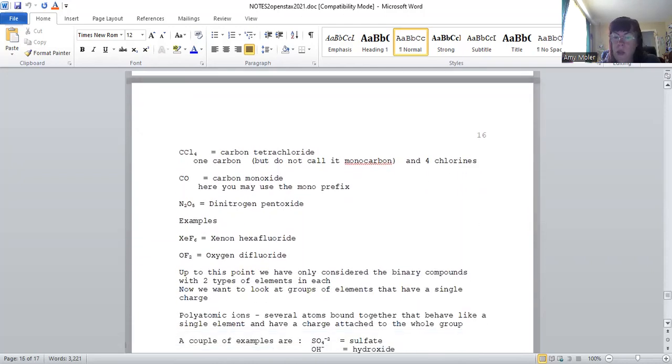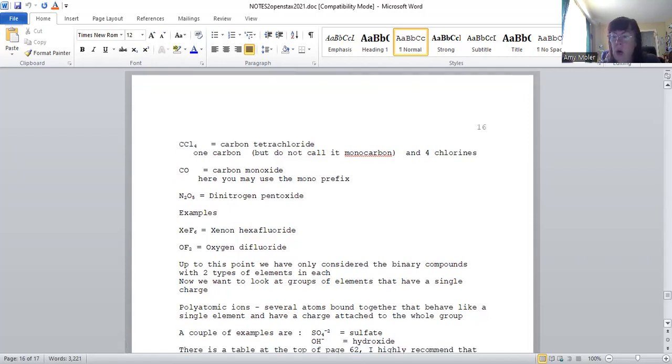All right, taking a look at a few of these. So carbon with 4 chlorines. The first element, if there is a single atom, you are not allowed to use the word mono. I know that's weird, but it's kind of a variation on the rules. We've got 4 chlorines, so carbon tetrachloride. Got to keep that IDE ending too.